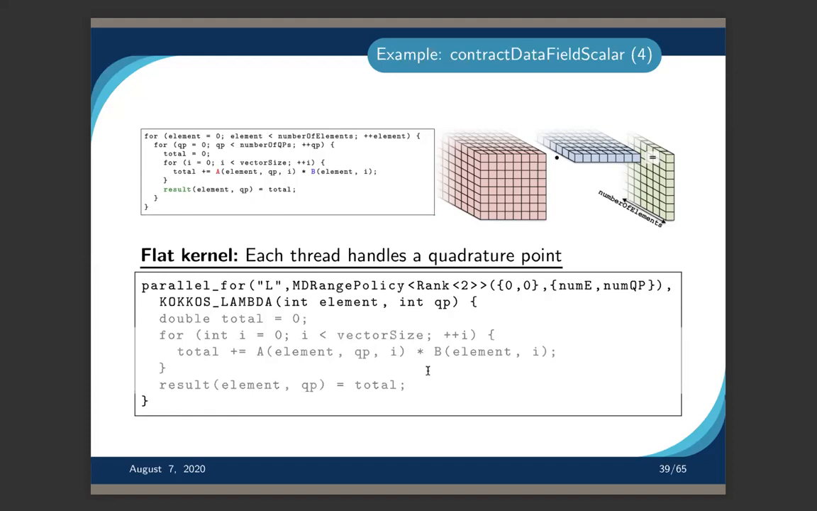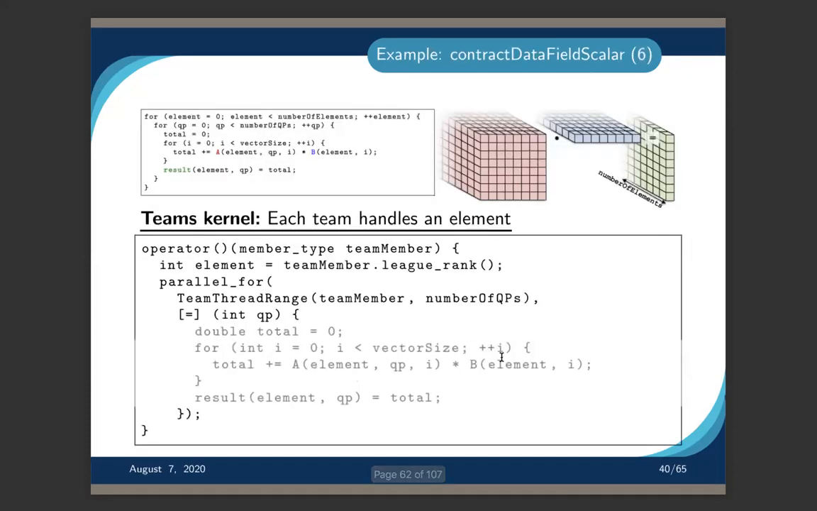But one thing is, we can also use a team. And we'll come to why we would want to use a team to do the same thing here in a second. Essentially, what you could do is just do the outer loop with a team, right? When you get a team member, you figure out your element by getting the league rank, and then you do a parallel for with a team thread range. So there isn't really any big advantage yet.